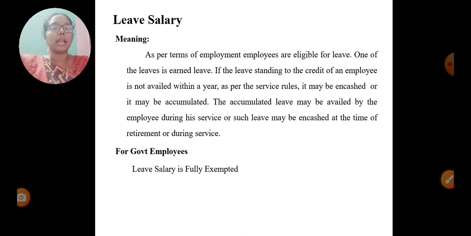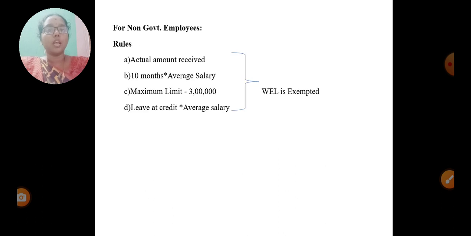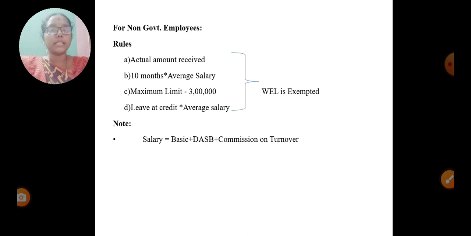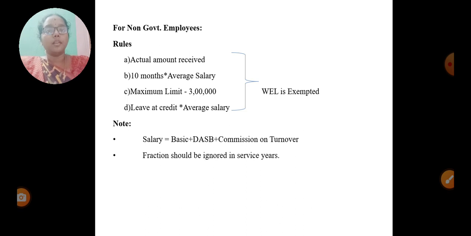So for government employees, leave salary is fully exempted. For the non-government employees, the rules are: actual amount received, 10 months into average salary, maximum limit 3 lakhs, and leave at credit into average salary. Out of these 4 things, the lowest amount will be exempted. Note, here the salary means basic plus DA, plus commission on turnover. The fraction has to be ignored in the number of years of service.